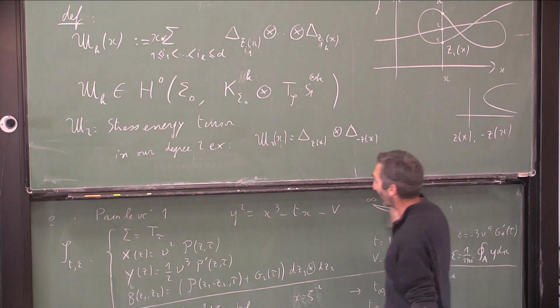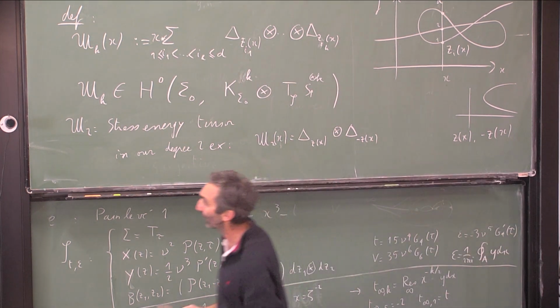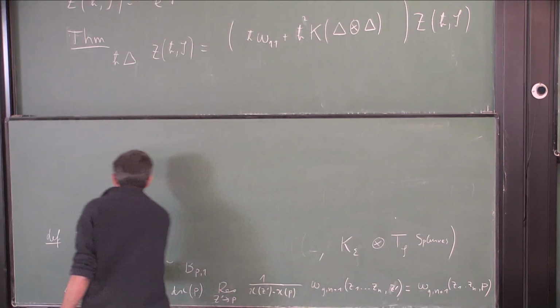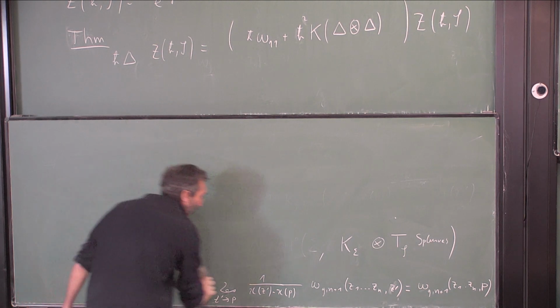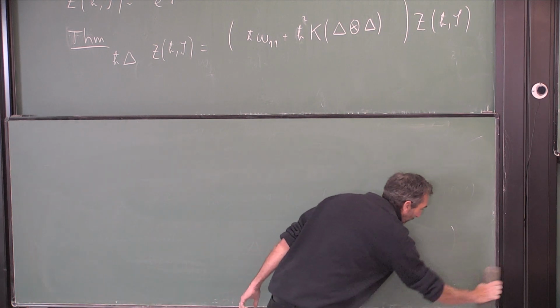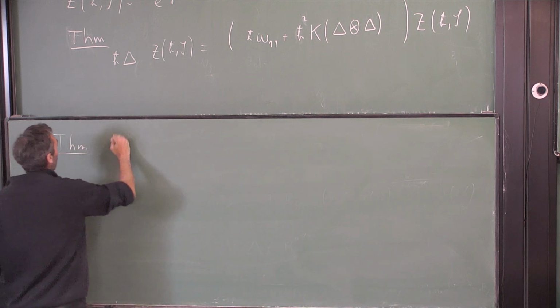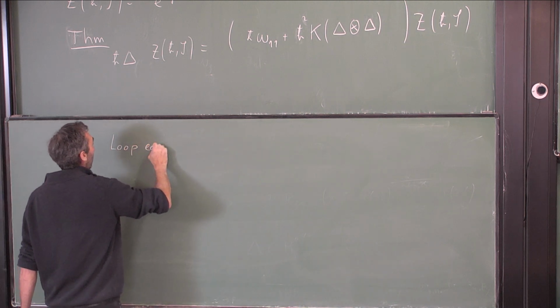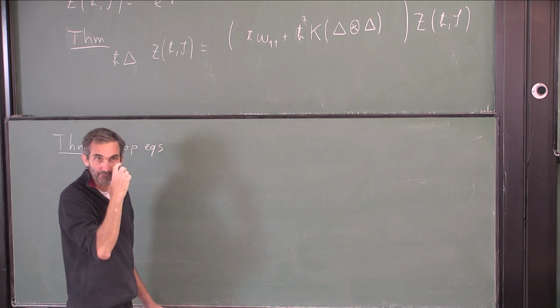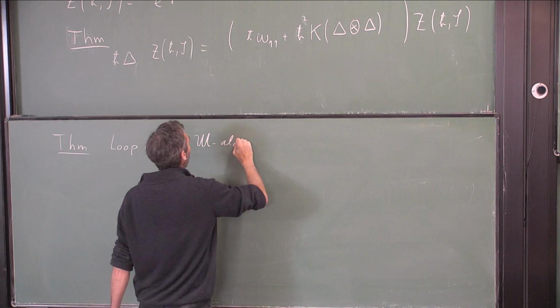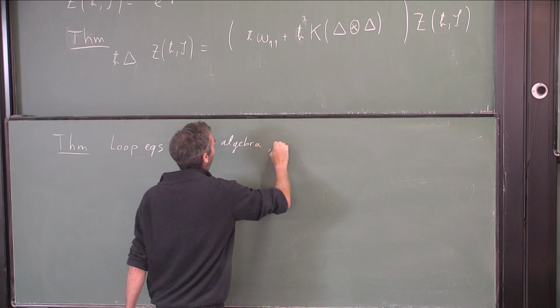On the theorem, which I call loop equations, there are several versions. The theorem can be called loop equations because it was called so in the context of matrix models, which you can also call W algebra or Virasoro.